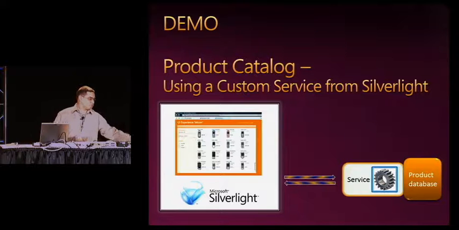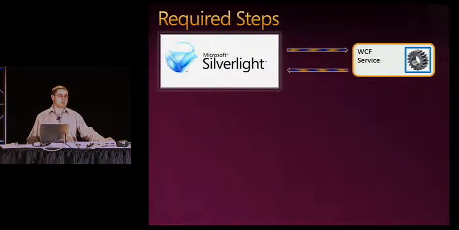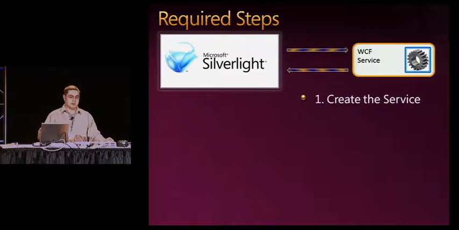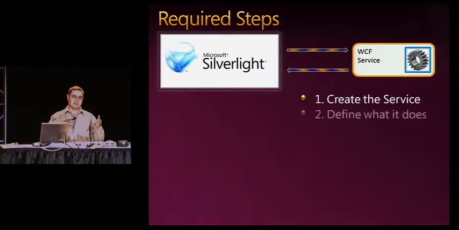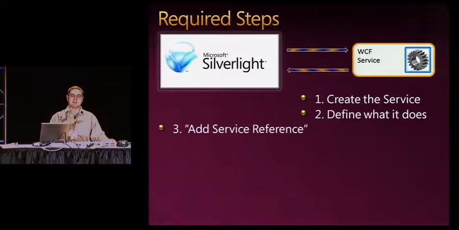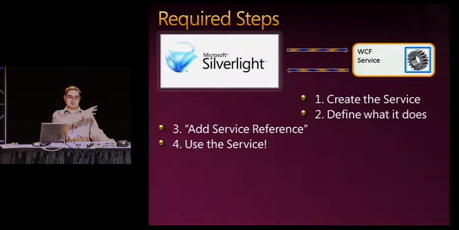So to recap what we did, on the server side, we created the service. We then defined what it does, both in terms of the contract and the actual implementation of the contract. Then we came to the client side, we added the reference to the service, and then we could actually use it by creating a proxy and then calling methods on the proxy. So we'll go through these steps again in a bit more depth.